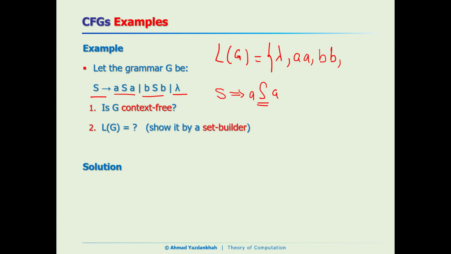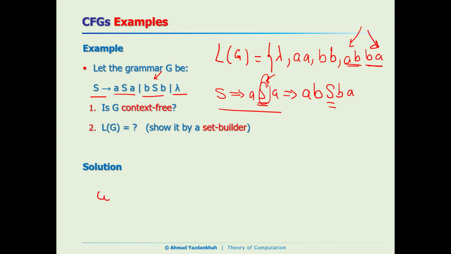We need more. So if we have this, and instead of substituting this S with lambda, let's substitute it with BSB and see what would happen. So A is here, and instead of this S, we would say BSB. And this lambda, what we get here, will be ABBA. Okay, so it means that the string of the left side and right side are reverse of each other. If you try to generate more strings, you will receive this language.